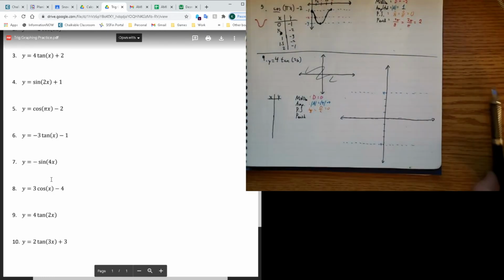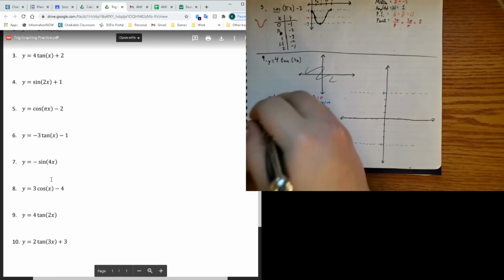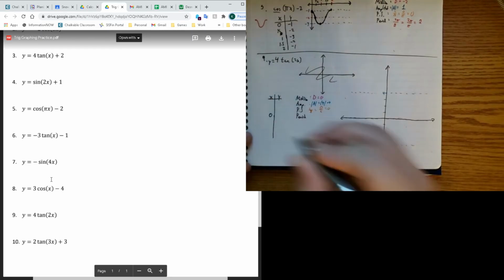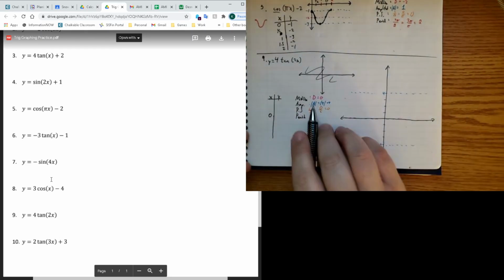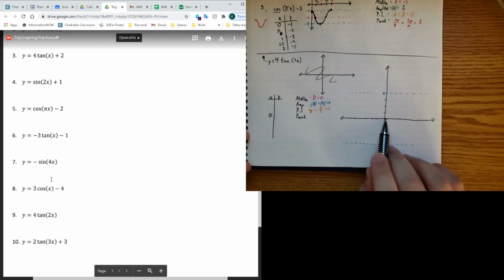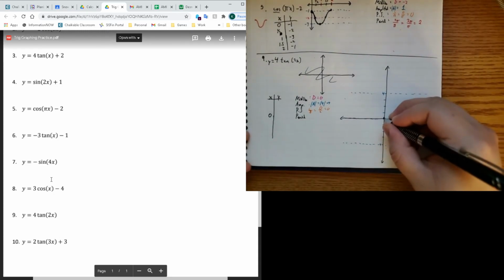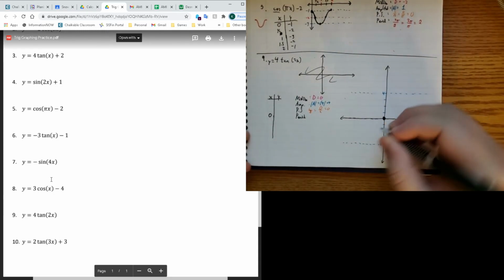Now, where's my dot go? 0 tells me my x value, so my x value is at 0. My y value is on the midline, because remember, tangent is centered on the midline. So that means my first dot goes right there, and it's in fact on the origin.